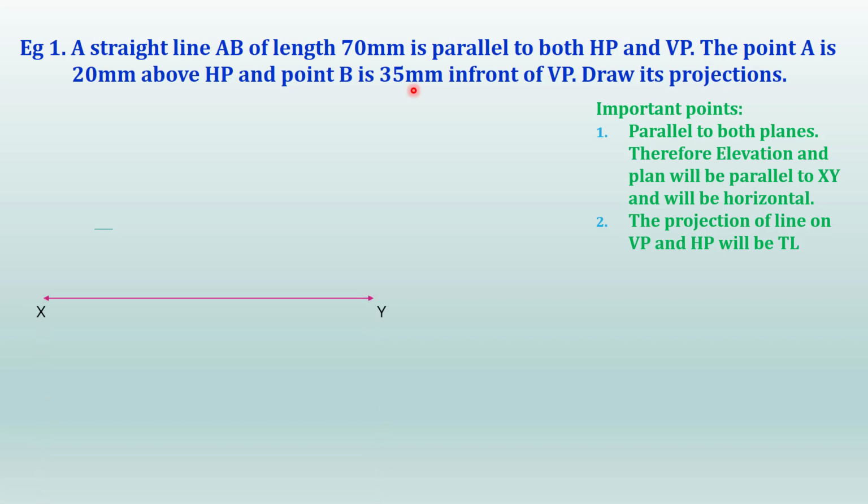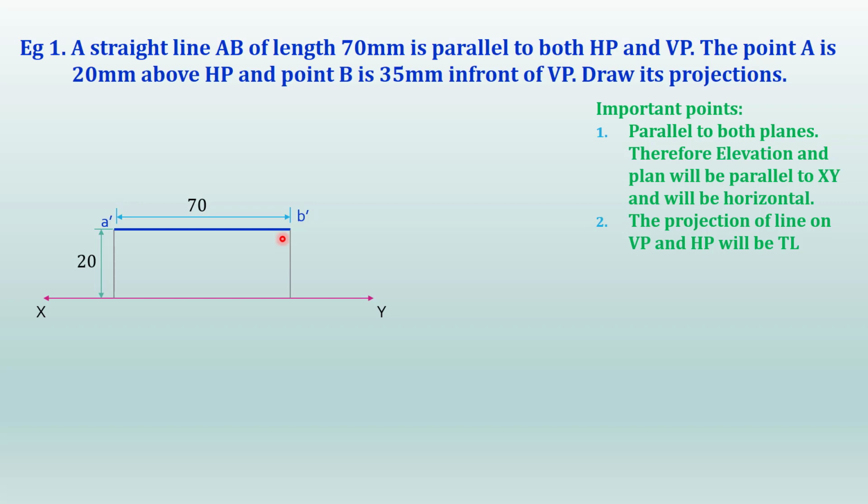So first we will draw the XY line. Then we need to mark the distance of elevation from the XY line. So that is given, right? The point A. That means A dash is at a distance of 20 mm above the XY line. So B dash also will be 20 mm above the XY line. And the distance between these two projectors will be the true length of the line, right? So 70 mm. So you got the elevation A dash B dash.